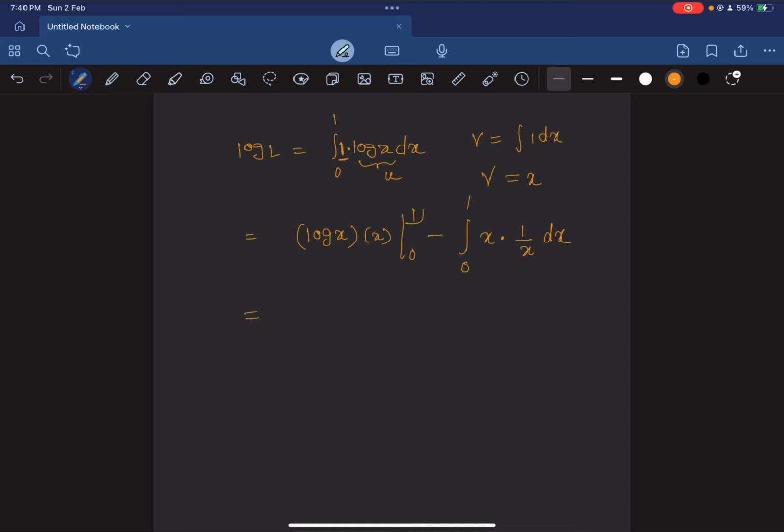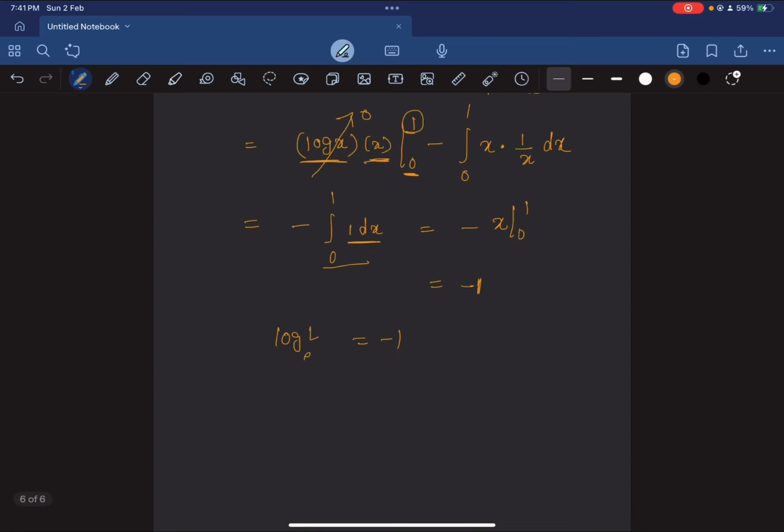When you put x is equal to 1, log x will become 0. When you put x is equal to 0, x will become 0. So this whole term is 0. So that will be minus integral 0 to 1 dx. Integral 1 dx is simply x from 0 to 1. So this is simply minus 1. So log L is minus 1. The base of the logarithm here is e. So L will be e to the power minus 1, that is equal to 1 by e. So the value of the limit L is simply 1 upon e.